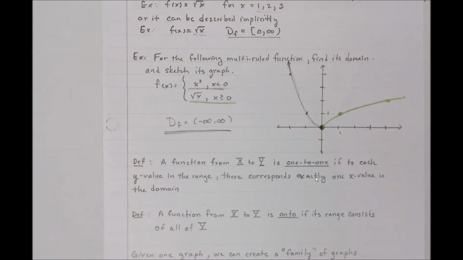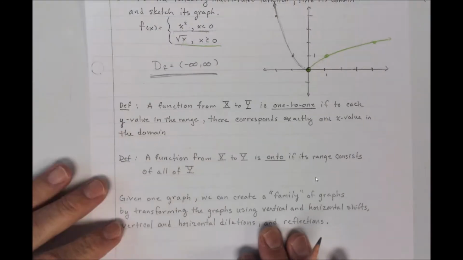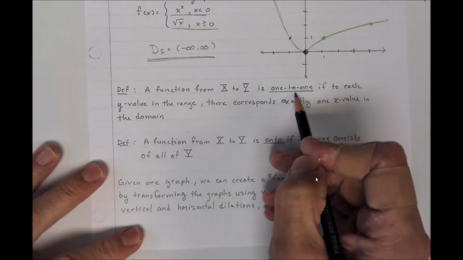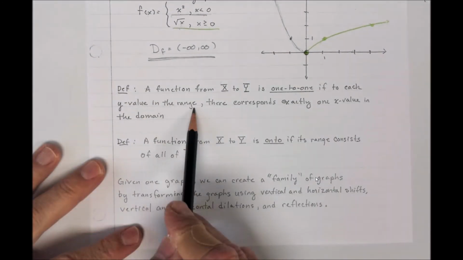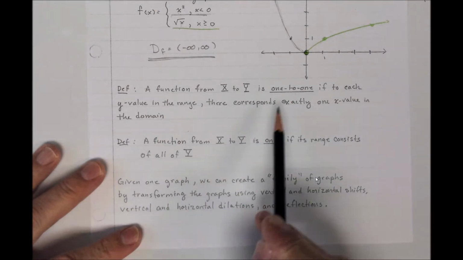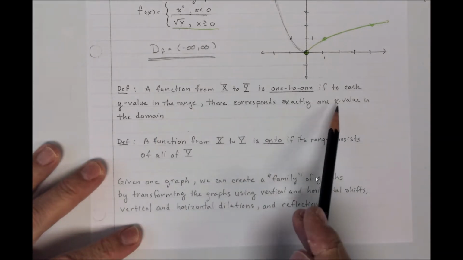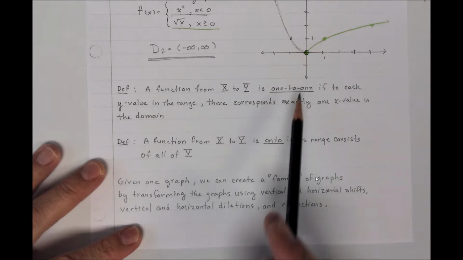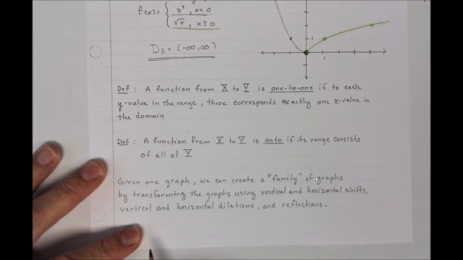Right? Now, of the functions, one type of function is very special because, as we'll study later on, they have inverse functions. A function from x to y is said to be 1-to-1 if for each y value in the range there corresponds exactly one x value in the domain. Now, since it's a function, that means each x has exactly one y. If it's 1-to-1, each y has exactly one x.